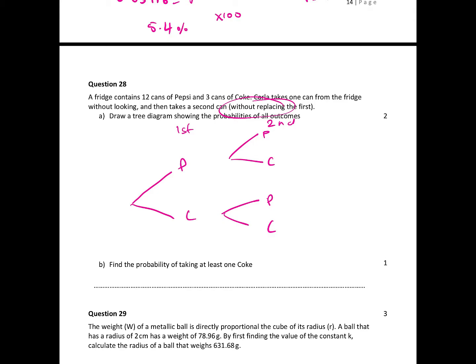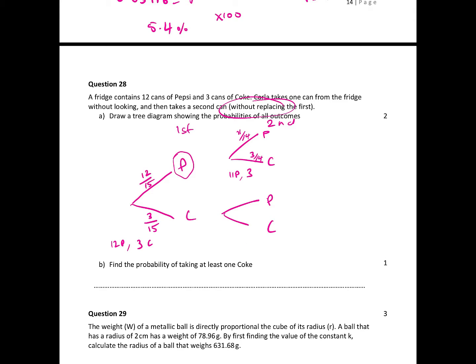Now I need to mark the probabilities against the branches. So we've got 12 Pepsi cans and 3 Coke cans to choose from in her first choice. So there is a 12 out of 15 chance of picking Pepsi and a 3 out of 15 chance of picking Coca-Cola. Now for this scenario, if she's already selected a Pepsi can, there are now 11 Pepsi cans to choose from, but there are still 3 Coca-Cola cans. So that leaves me with 11 out of 14 chance for Pepsi and 3 out of 14 chance for Coca-Cola in this scenario.